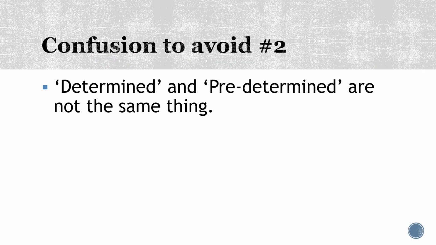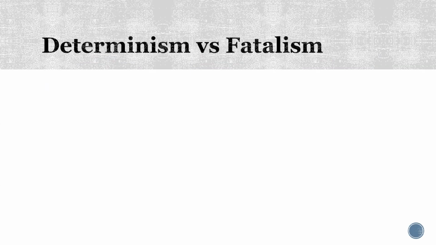Okay, all right, so a second confusion to avoid, when we're thinking about determinism here, is that determined and predetermined mean the same thing. You don't want to think that because they don't mean the same thing. Okay, determined and predetermined are not the same thing. Don't be confused and think that they are. Okay, the view that things are predetermined is a view called fatalism. Okay, determinism is simply the view that all events are caused. That's all. Okay, that's it. That's it. Things are determined.